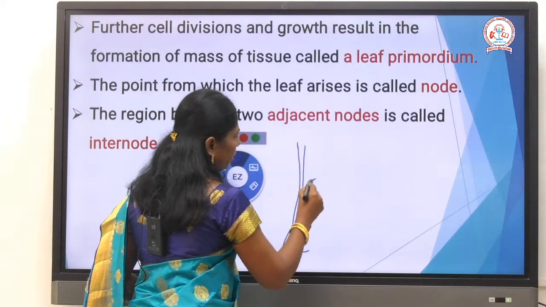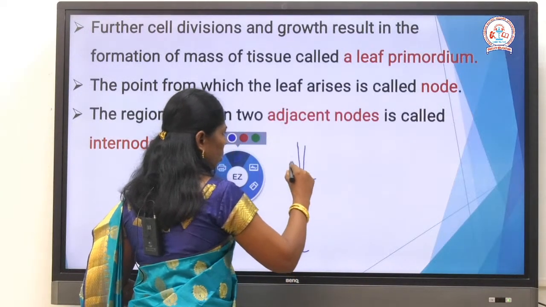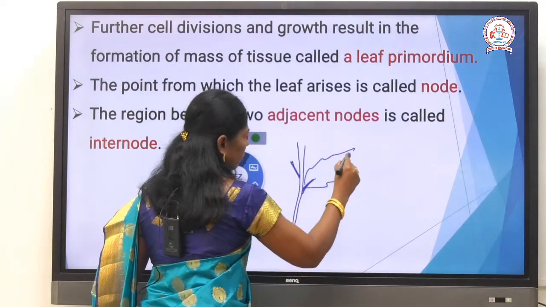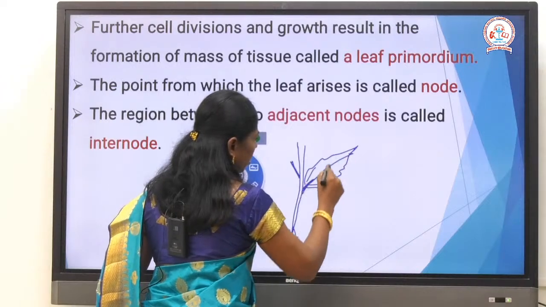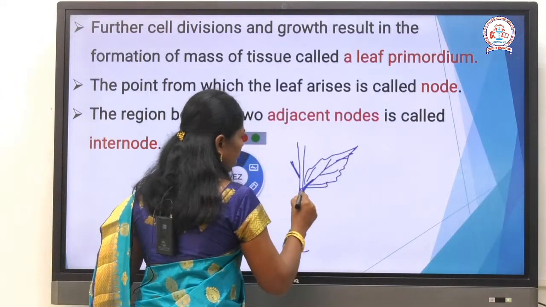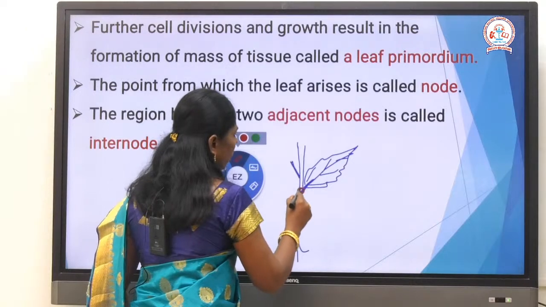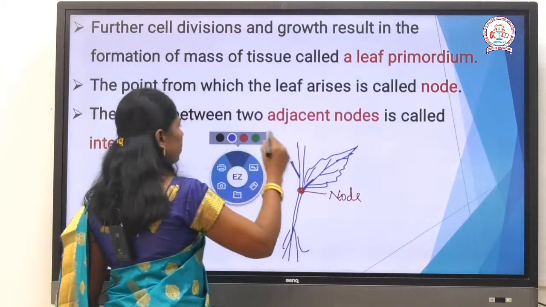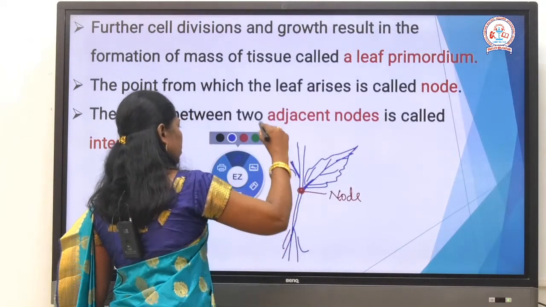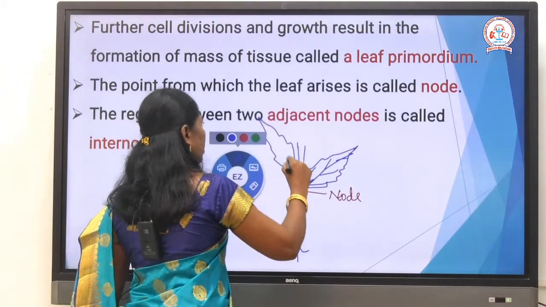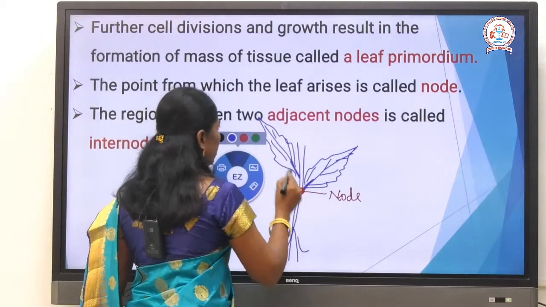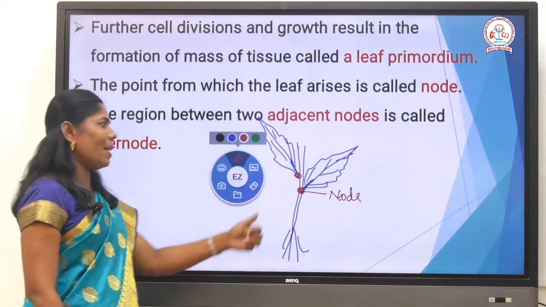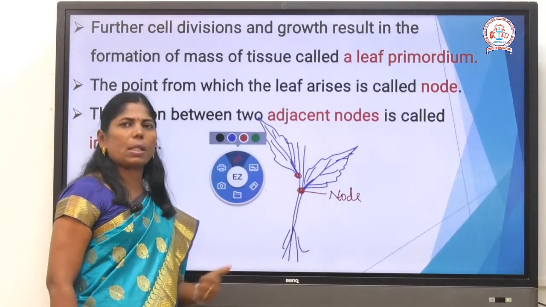So this is your petiole. From the petiole the leaves arise, okay. This region is called a nodal region. This is one node. And this is your another node, okay. So this region is another node, okay. Where the leaf arises on the stem, that particular position is called a node.